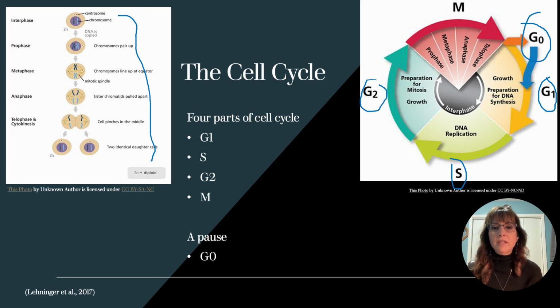So G0 is a really neat little pause mechanism, because if, for example, in the regulation of the cell cycle, it's determined that there's an error in the DNA, the cell can go into G0 and fix those issues before the rest of the process goes through and we pass on that mutation. So this is one way that control of the cell cycle can happen and could hopefully prevent cancer.